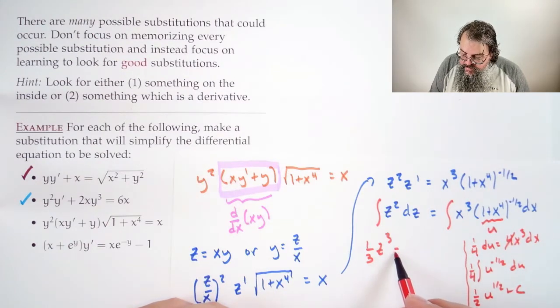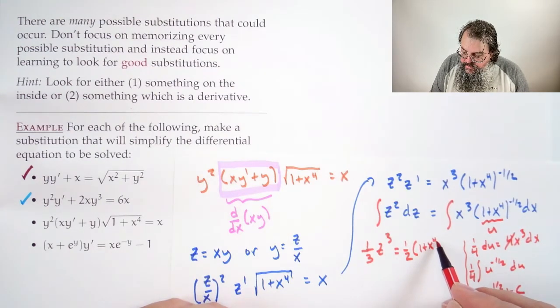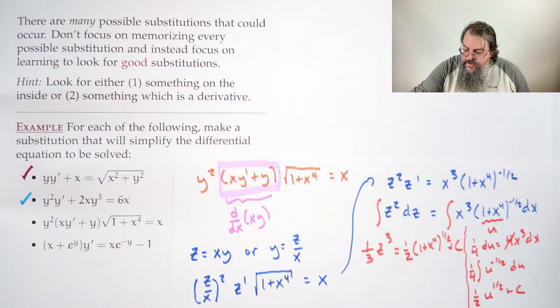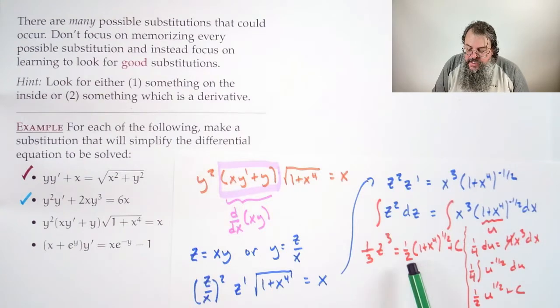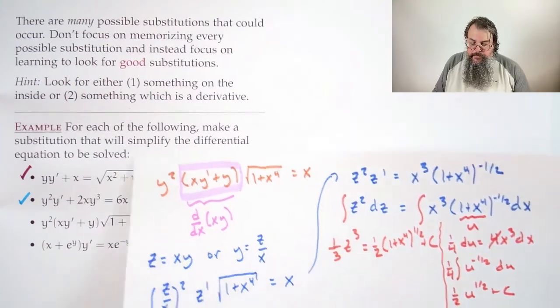So that means that 1/3 z cubed is equal to 1/2 times 1 plus x to the 4th to the 1/2, then plus c. All right. Well, we're almost there. What's the next thing to do? Well, the next thing to do is let's multiply through by 3. And then remember, z is xy. So, running out of space, I'm going to put this up here.